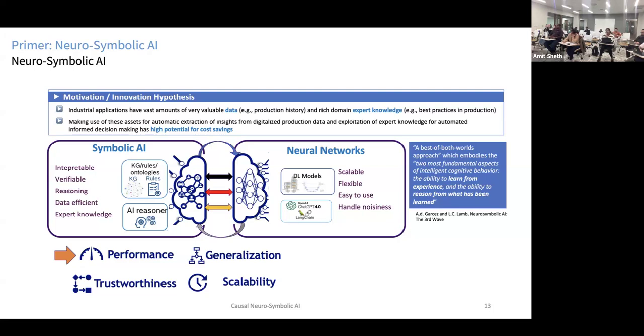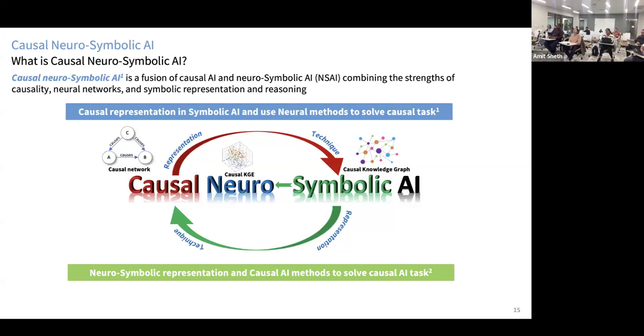So they increase the performance, they are generalizable, they are trustworthy because you can explain the results that you get, and they're easily scalable. Now coming to the two merged, our peanut butter chocolate cup, the Reese's peanut butter cup. So causal neurosymbolic AI is a fusion of causal AI and neurosymbolic AI, and it combines the strength of causality, neural networks, and the symbolic representation in learning.